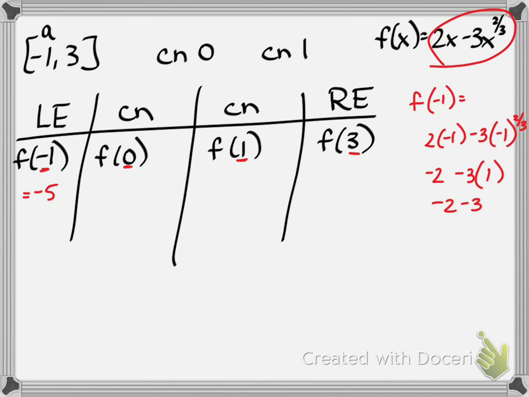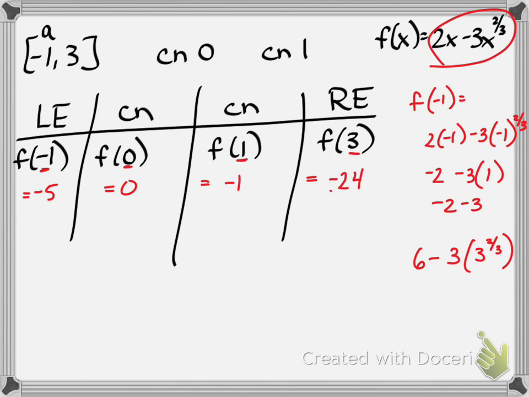And at 0, you're going to get 0. At 1, you get 2 minus 3 is a -1. And at 3, you get 6 minus 3 to the 2/3. 3 squared is 9. Cube root of 9. Let's just use our calculator. That's approximately -0.24.